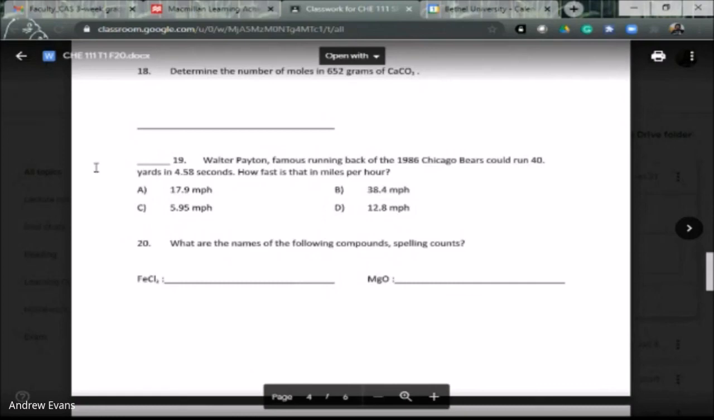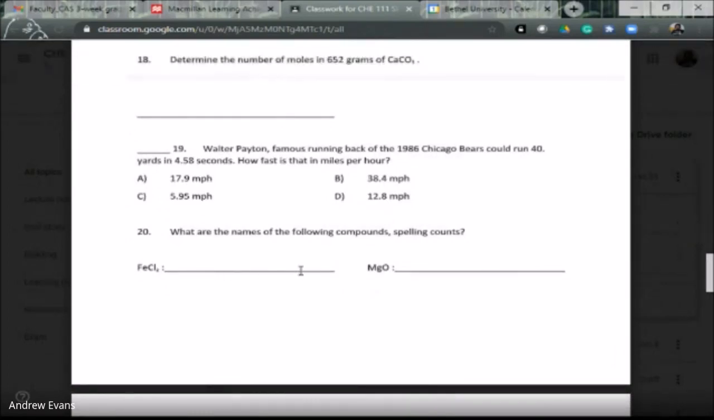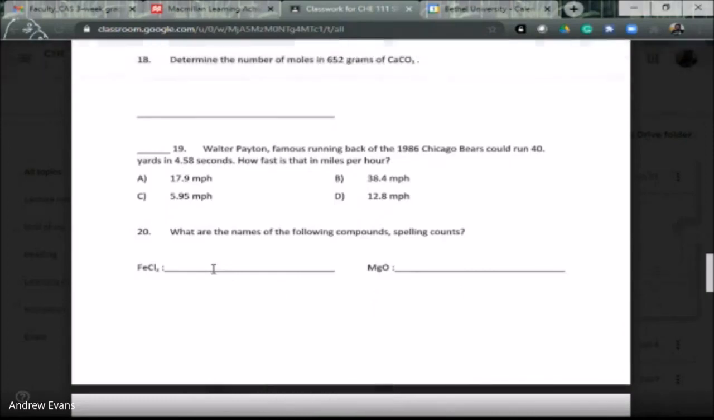So, A. What are the names of the following compounds? Spelling counts. I'll do these naming one and maybe skip to one last problem here. And then on Wednesday, we'll look at the take-home test ever so briefly. Well, at least a bit of it. So don't feel like I'm going to throw you into this without at least looking at what the take-home test would entail.